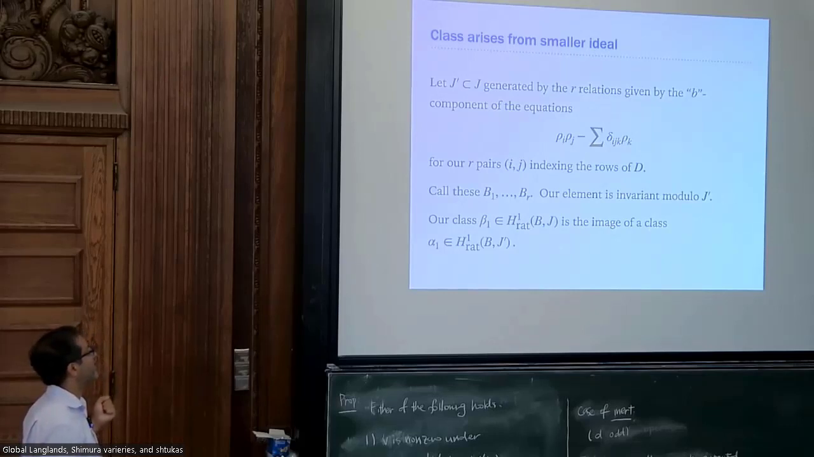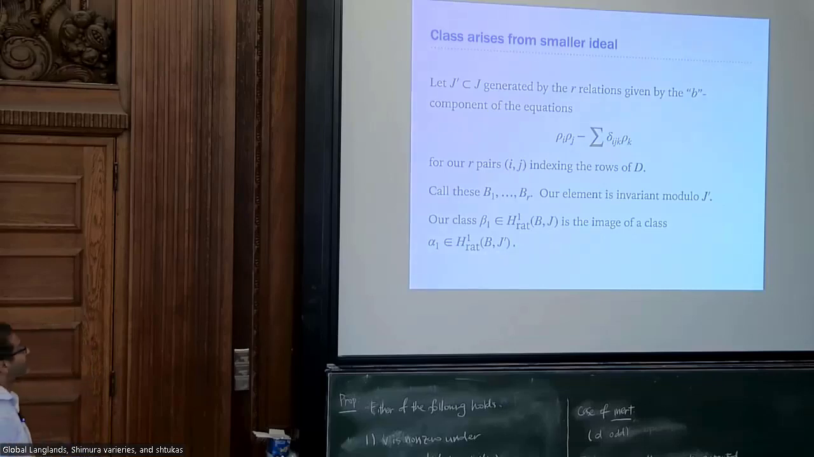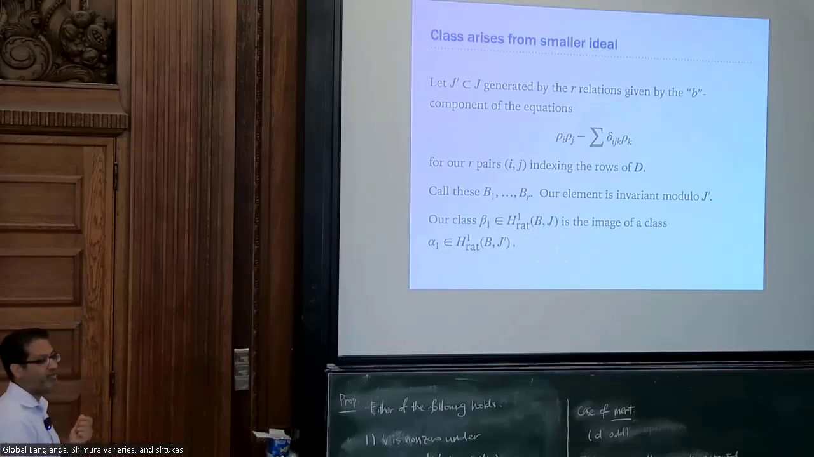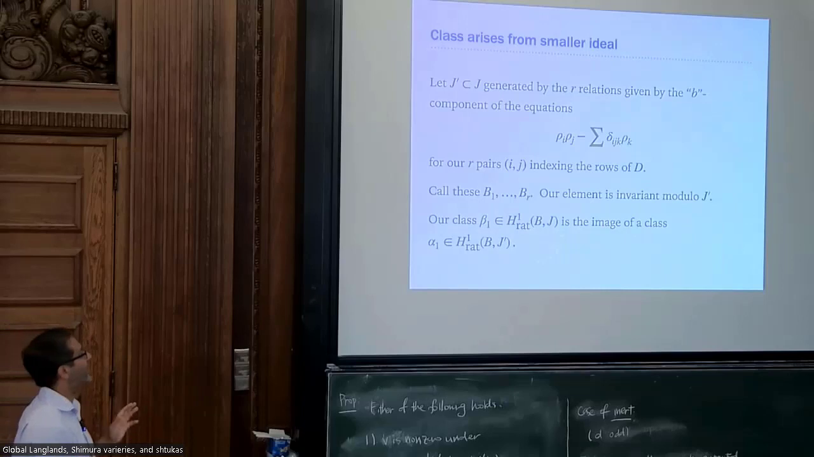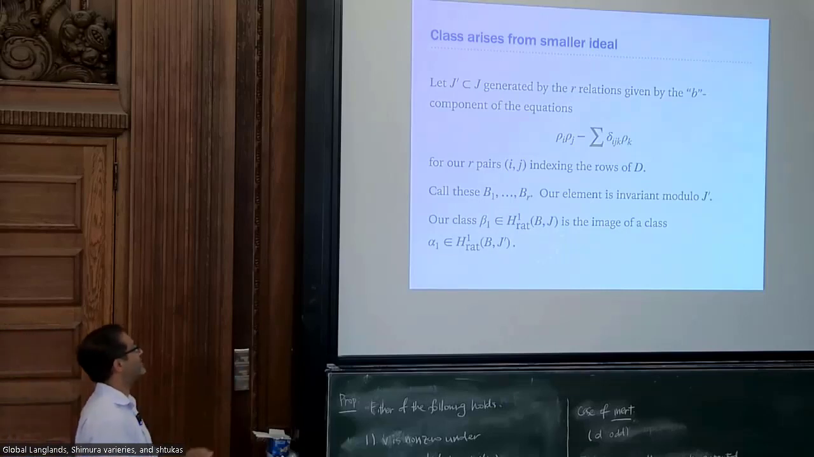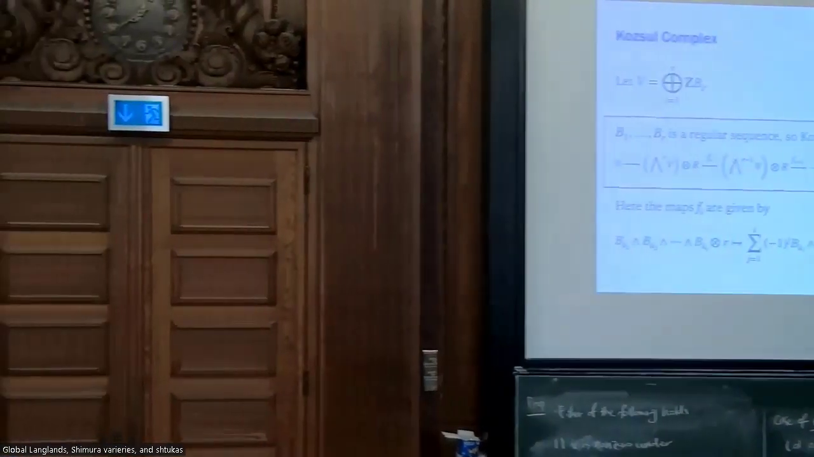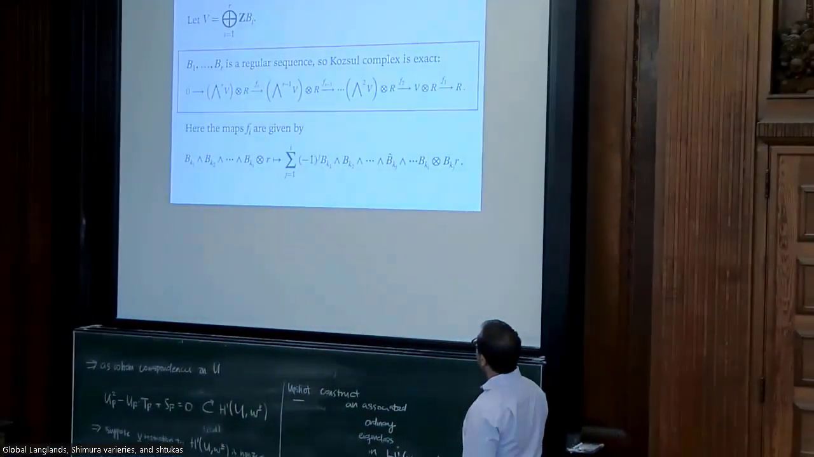Okay, and so your class in H1 of Bj is actually the image under the natural push forward from J prime of a class in H1 of Bj prime. And so the way that we're going to show the vanishing of this beta 1 actually has nothing to do with our particular class. We're just going to show that the push forward map from H1 of Bj prime to H1 of Bj is the zero map. So just the fact that your class actually arises from a smaller ideal is enough to give you that the H1 class vanishes.